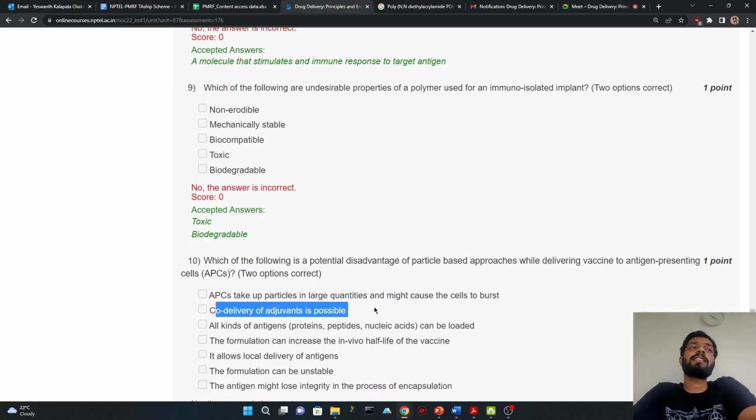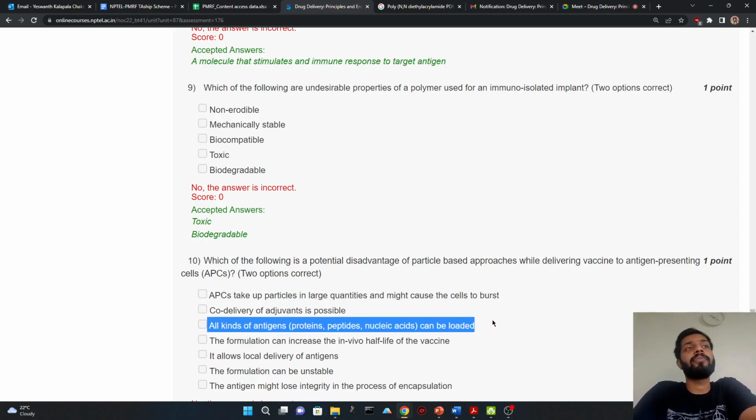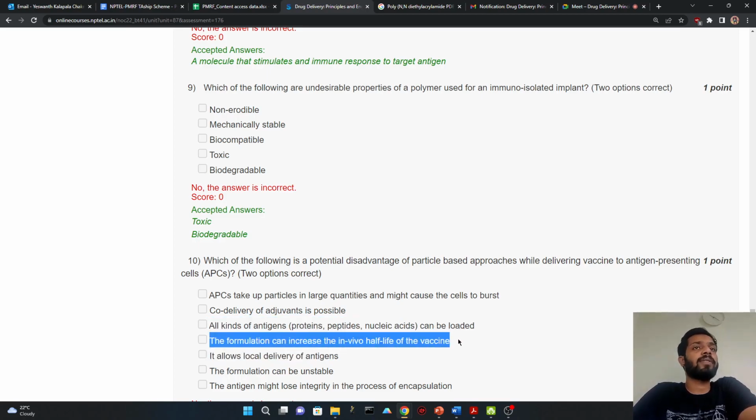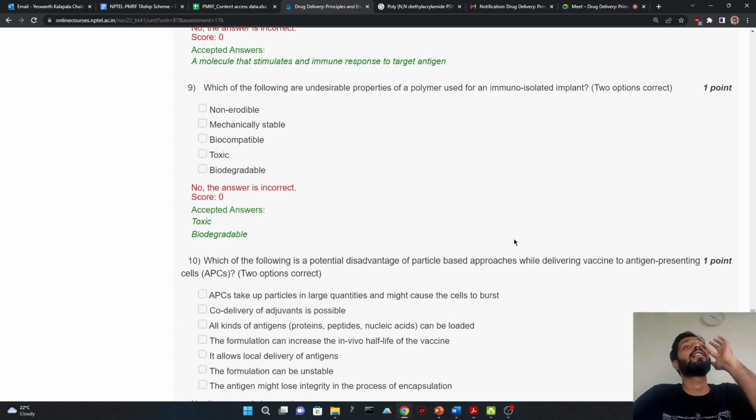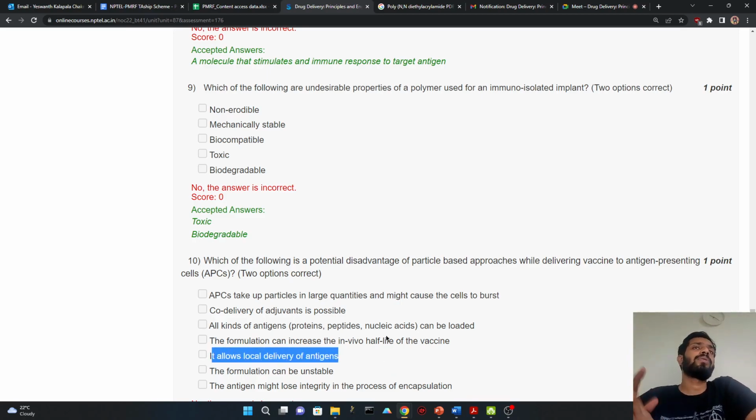So co-delivery of adjuvants is possible, right? But it's not a disadvantage; it's an advantage. All kinds of antigens can be loaded, yeah, to varying extents of encapsulation efficiency. But yes, all kinds can be loaded, and it's not a disadvantage; it's an advantage. The formulation can increase the in vivo half-life of the vaccine. True, right? The main reason we use all these formulations is to increase the half-life of something inside the body. That's the main advantage that nanoparticles or particle-based approaches give us. Okay. It allows local delivery of antigens. True, right? So you can inject the particles to local sites. If you want to inject it into the knee, you can.